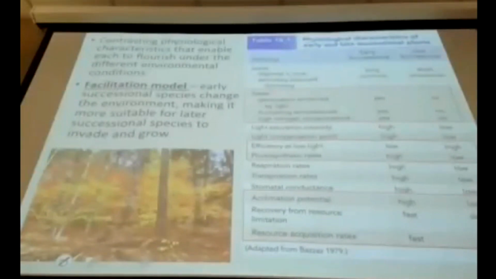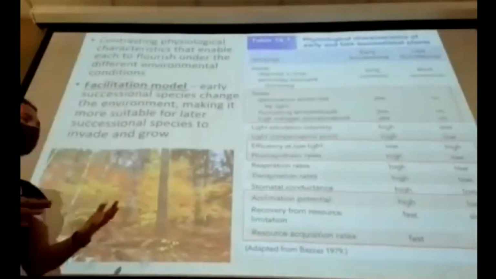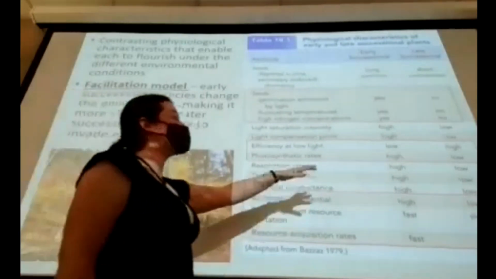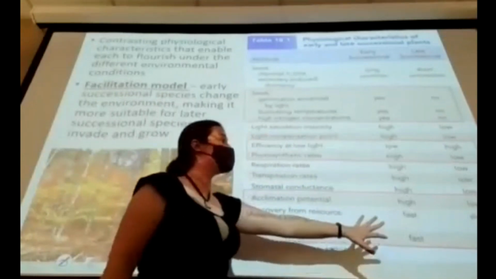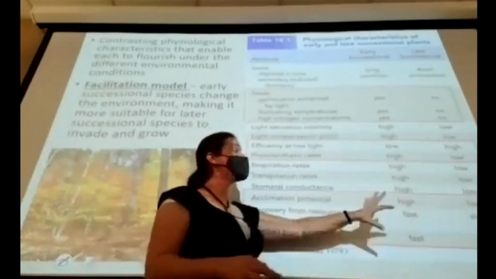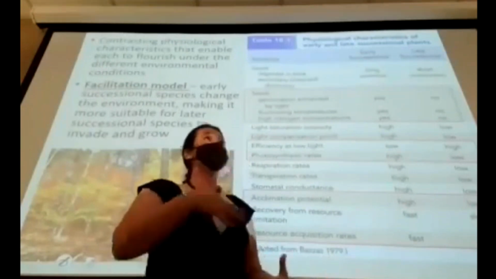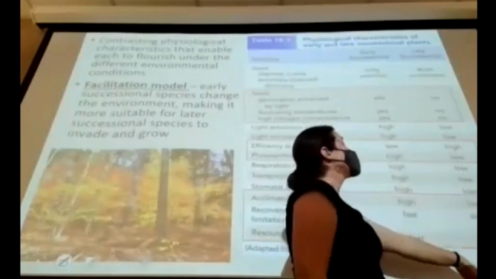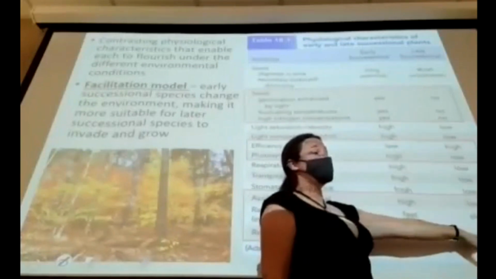I mentioned this earlier, but your book proposes that there are three different models for how succession can progress. And the one that seems to be most applicable to eastern forests like those in New England is the facilitation model. Essentially, these early successional plants are really good at colonizing first, and they are going to physically change the environment, enabling or facilitating, as the name says, these late successional plants to grow.